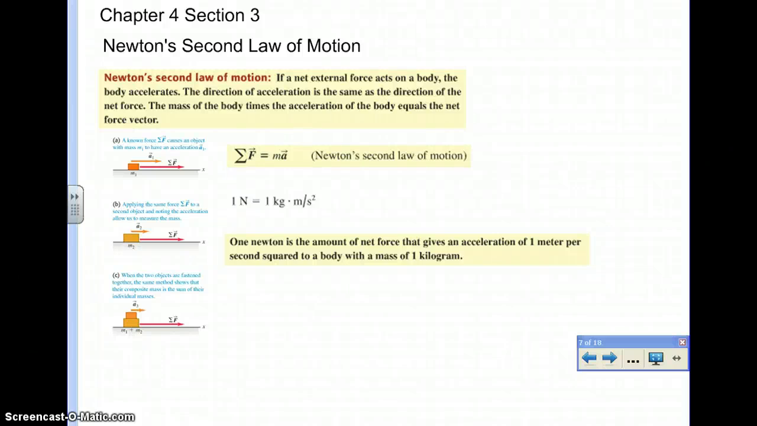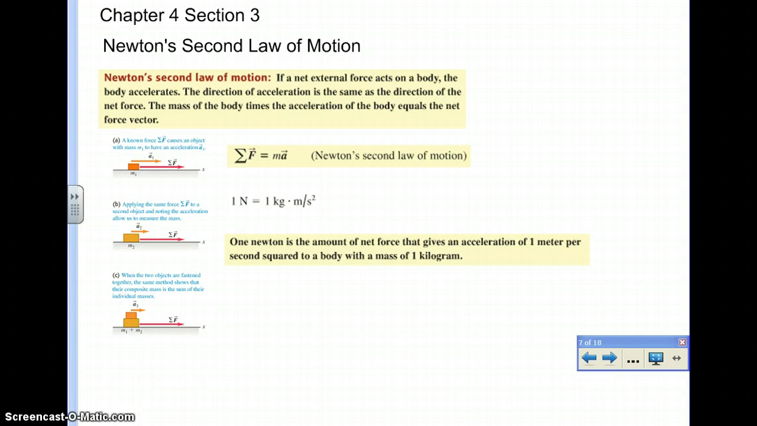Hello AP Physics students, this is the second video for Chapter 4, Unit 2 on forces, advanced forces, and Newton's laws of motion. I want to pick up where we left off, talking about Section 3 in Chapter 4. This is Newton's second law of motion.